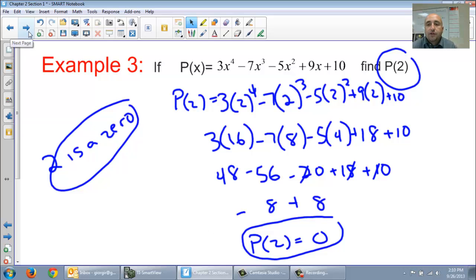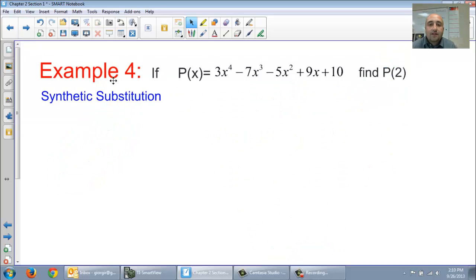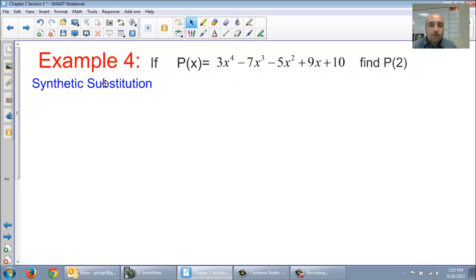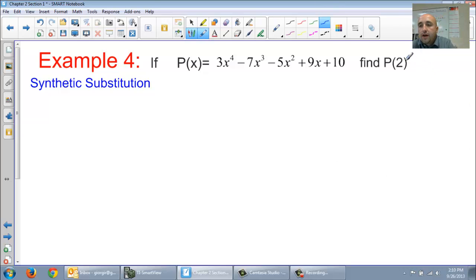Well, there's an easier way to do this, and it's called synthetic substitution. So we're going to do the same problem. We're going to do synthetic substitution, okay? So we're still trying to find P of 2. We're doing the exact same problem. All right, so what you do is this. You take your 2, and you put it in a box, like a half box.